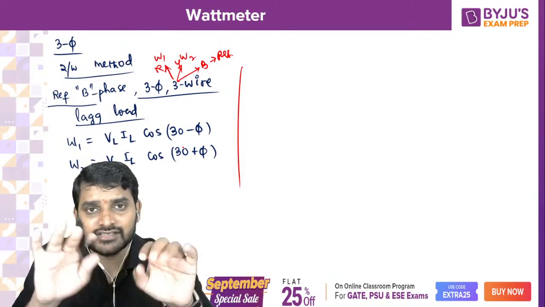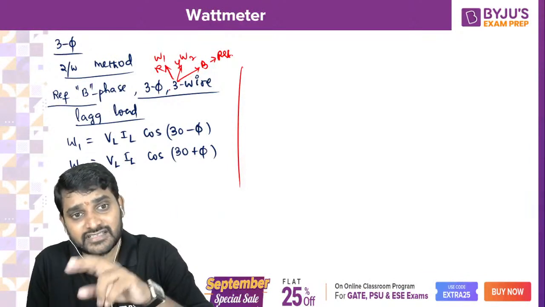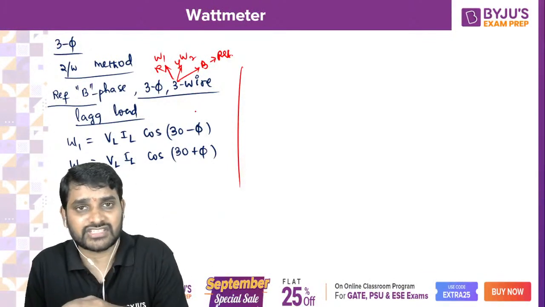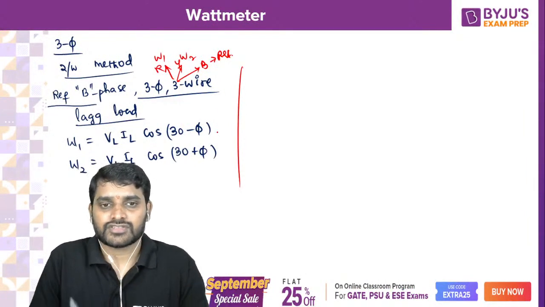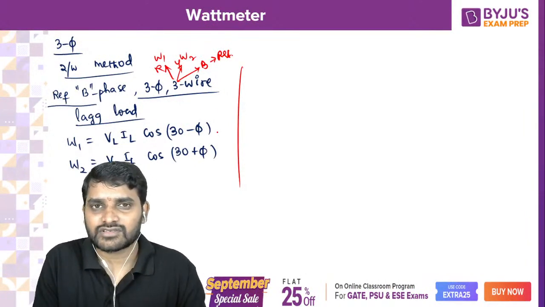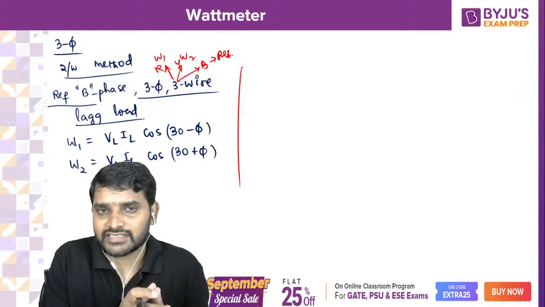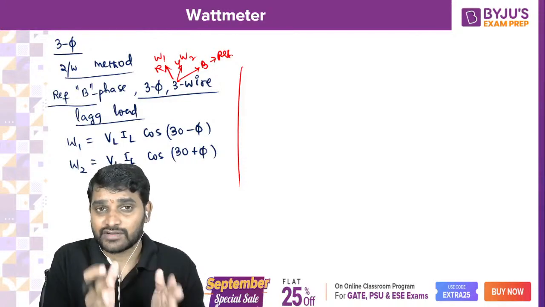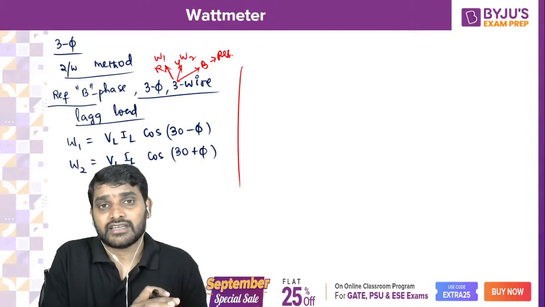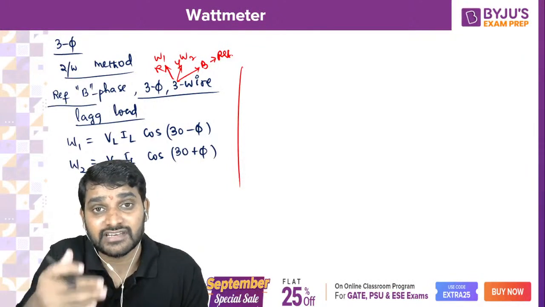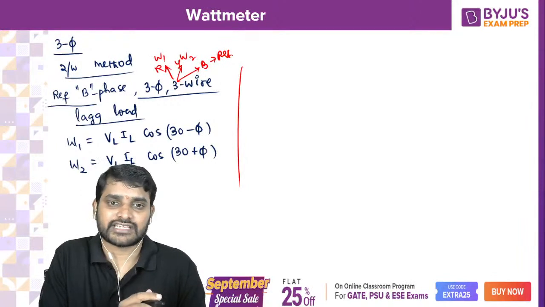If both are reversed, that is, reference phase reversed and load nature also changed, then the wattmeter readings will be as usual. Based on this, they'll ask you questions like: at what power factor both wattmeters will read equal, at what power factor both will read equal and opposite, at what power factor one of the wattmeter readings will be 0. This kind of question you can expect.